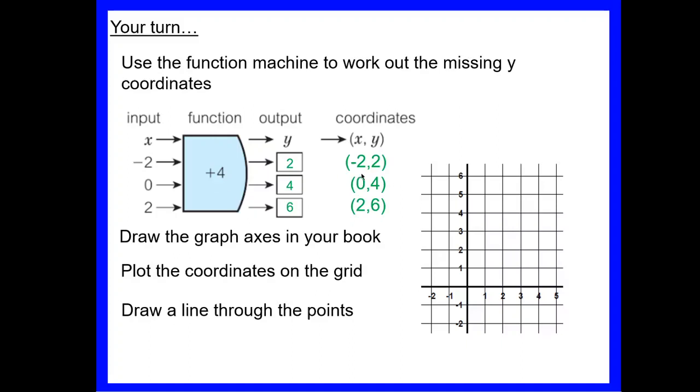Now we've got our points, we're going to plot those onto our axis. So remember the x one first, the horizontal, then the vertical. So horizontally across to -2 along the corridor, up the stairs to 2. Then 0 and 4. So remember that means no horizontal movement. So we're starting at 0 in our left and right, but we go up to 4. And our next one across to +2 there, and up to 6.